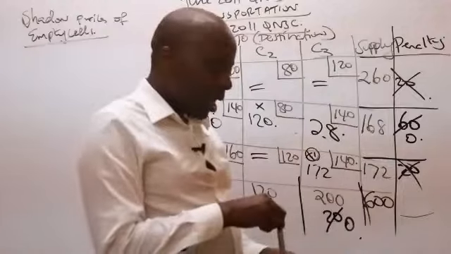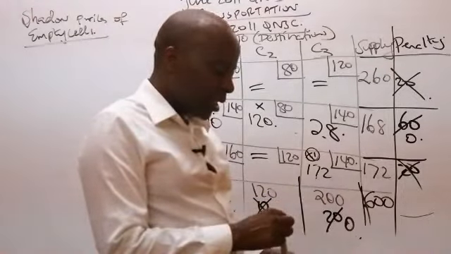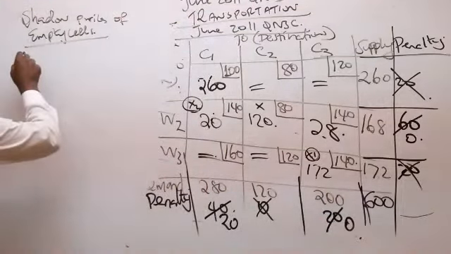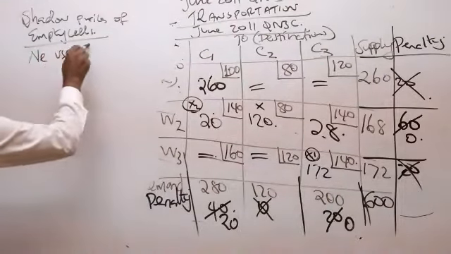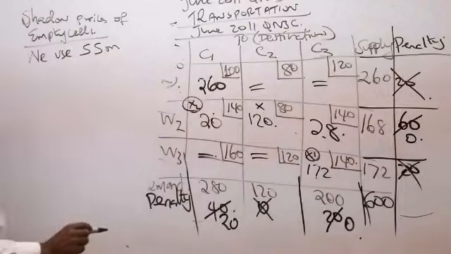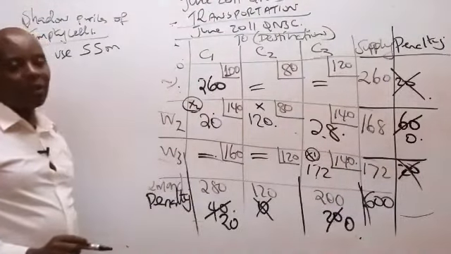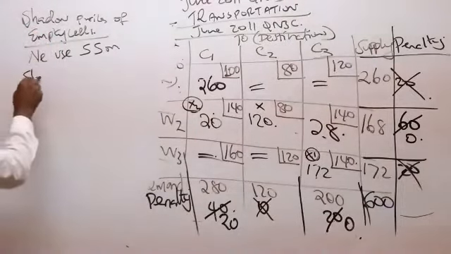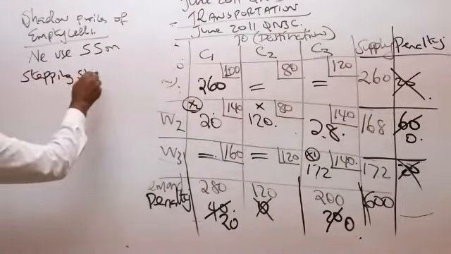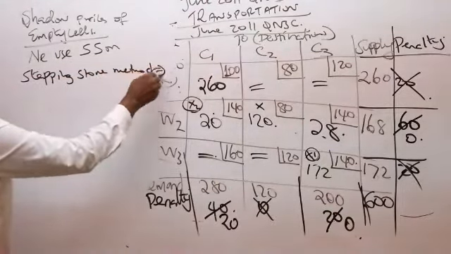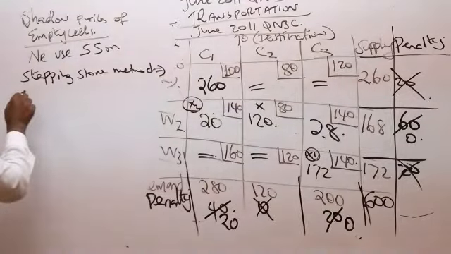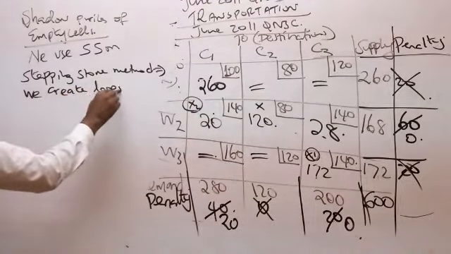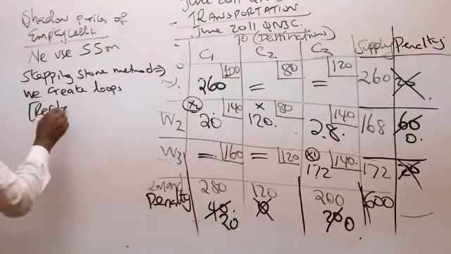So, ladies and gentlemen, how do we get these shadow prices? To get shadow prices, we normally use a very important method, SSM. SSM is the stepping stone method. And remember, for this stepping stone method, we create loops which are rectangular or square.